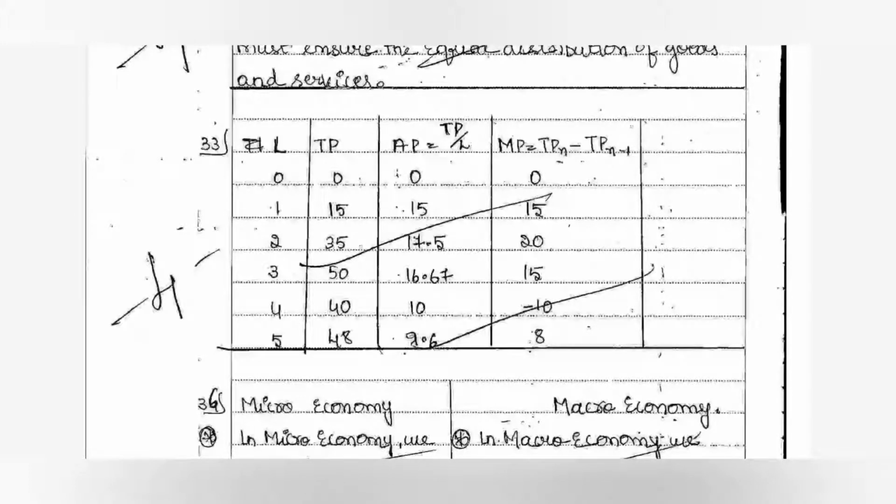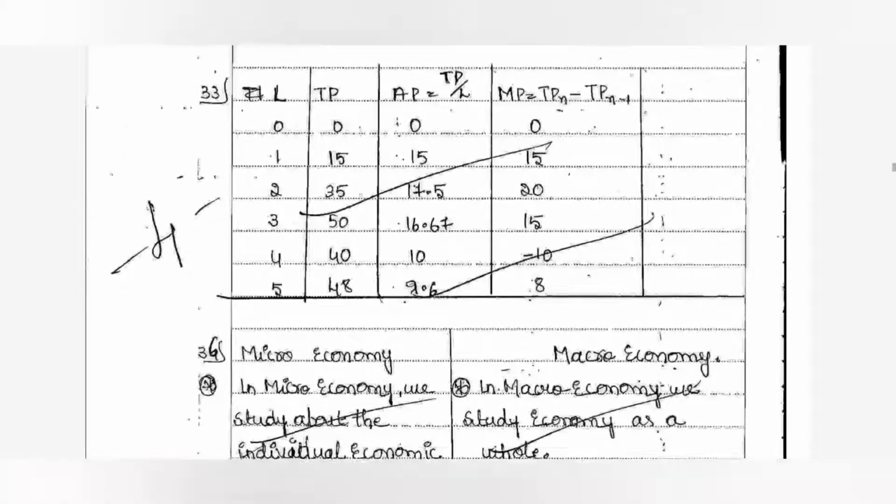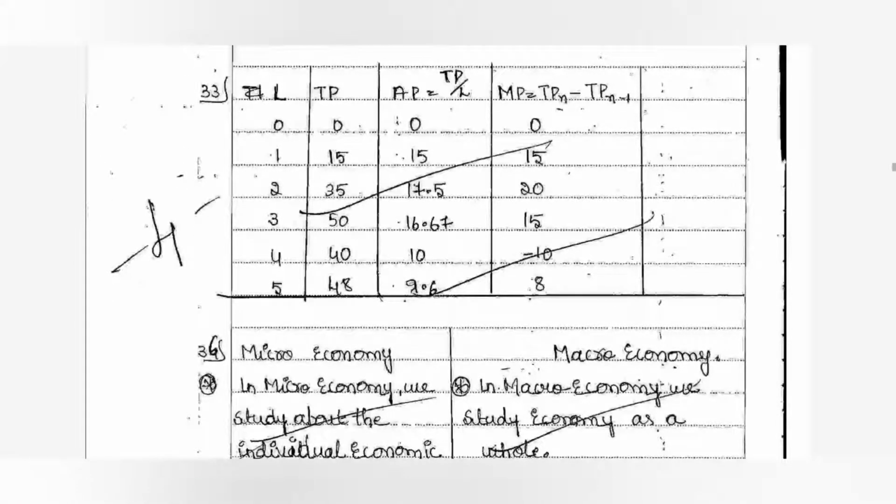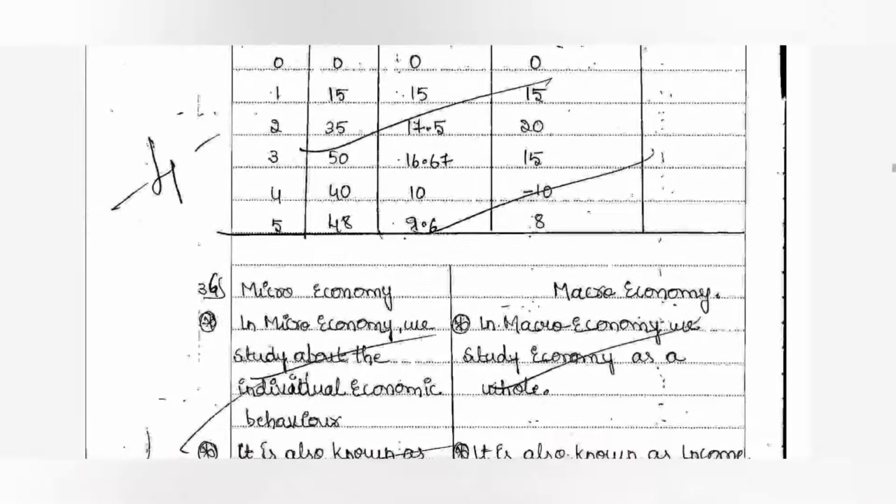40 minus 50 will be minus 10. 48 minus 40 will be 8. So by that we get the answer, marginal product. This is the very easiest manner you can get 4 marks.